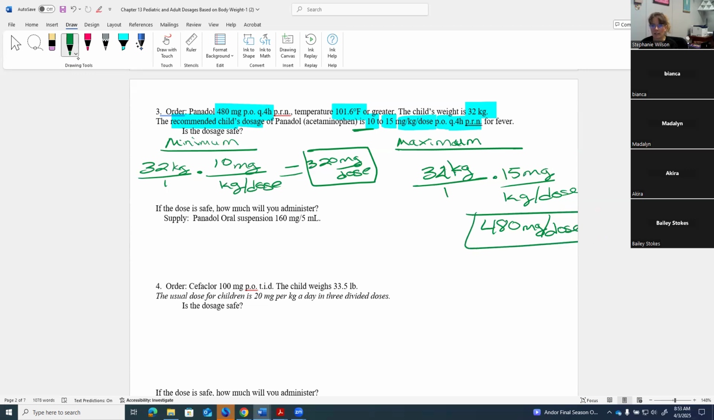And now let's determine, is the order safe? Well, the order is 480 milligrams. It is greater than the 320, but it equaled the maximum. So yes, the order is safe.